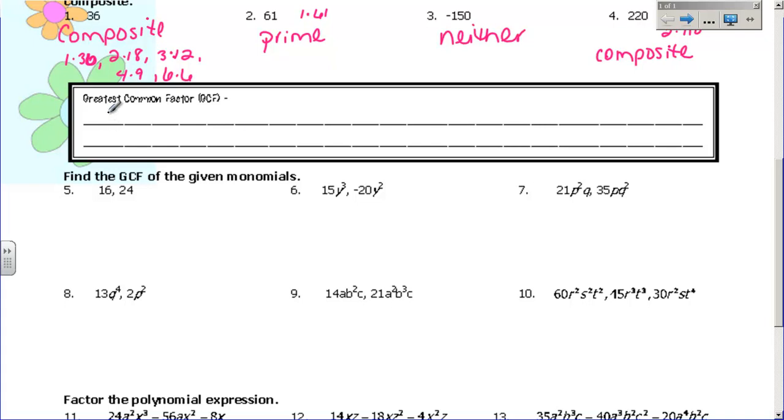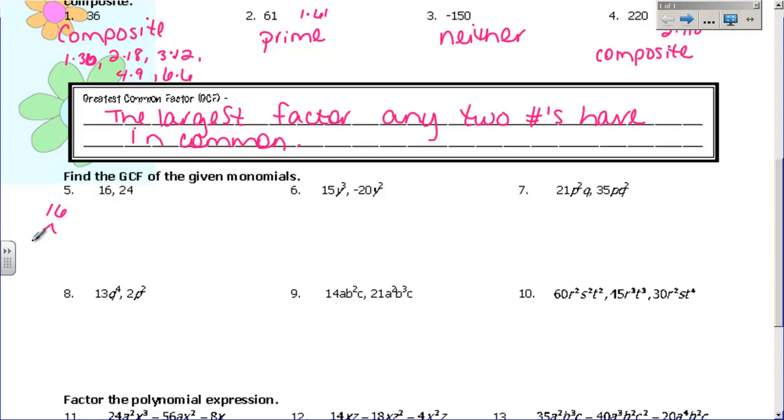So the greatest common factor is the largest factor any two numbers have in common. And it has to be the largest one. That's why we call it the greatest common factor. So number 5, we're going to find the GCF really quick. So I have 16 and 24. Most of you are going to be able to do this in your head, but just in case, I'm going to show you how to find it using factor trees. So follow along, okay? So number 16.